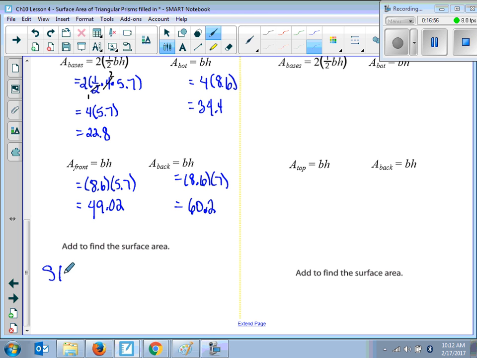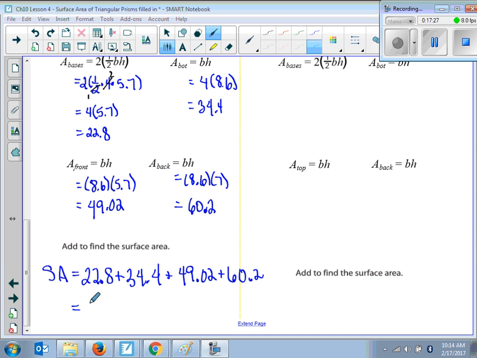So we're going to write surface area is equal to 22.8 plus 34.4 plus 49.02, and I'll clean this up for the printed notes, plus 60.2. And now we're just going to add all of those together.